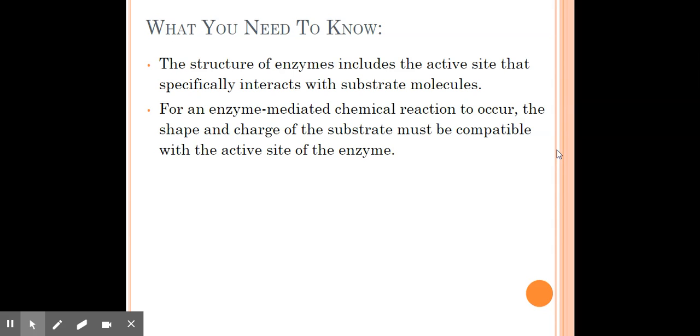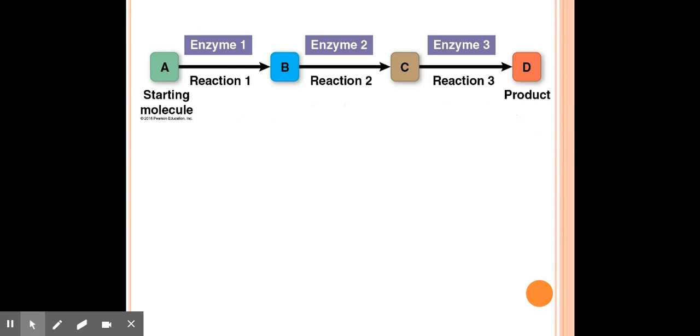The structure of enzymes includes the active site that specifically interacts with substrate molecules, and for an enzyme-mediated chemical reaction to occur, the shape and charge of the substrates must be compatible with the active site of the specific enzyme. So, what enzymes are going to do is help drive these chemical reactions.